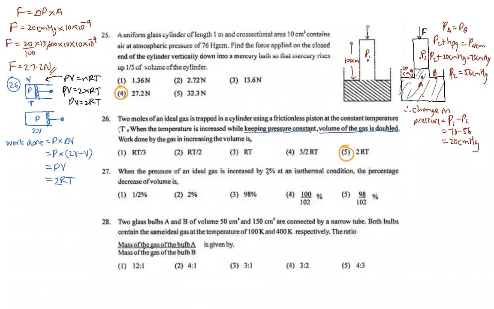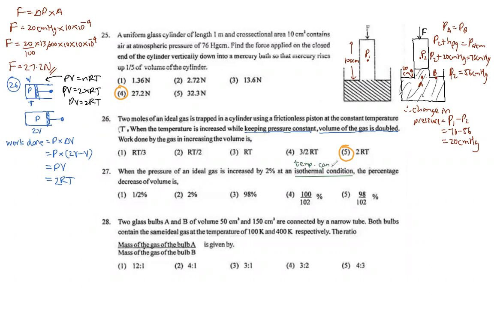Now we move on to 27th. When the pressure of an ideal gas is increased by 2% at isothermal condition, the percentage decrease in volume. Right, very interesting. People, what is the meaning of isothermal condition? Isothermal condition means who is constant? Isothermal condition means temperature is constant.